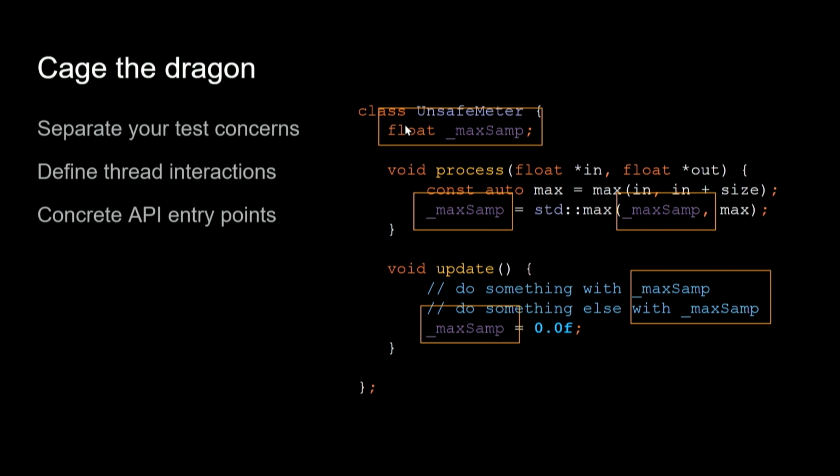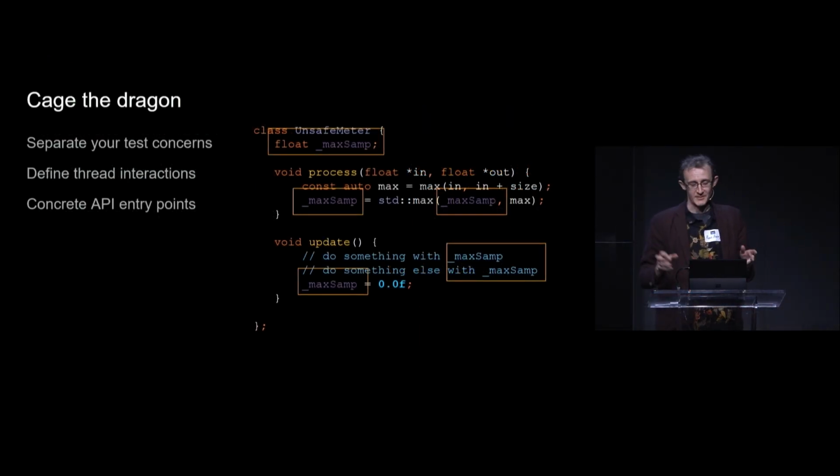So going back to our unsafe mirror class, we have lots of references to max sample here, and we can start seeing, like, the dragon is in more places than we might like. Like, there's 4 references here. There's even some comments for code we have written but commented out here. That's a lot of places the dragon can live. So we want to limit where these multi-threaded entry points, these multi-threaded interactions, are.